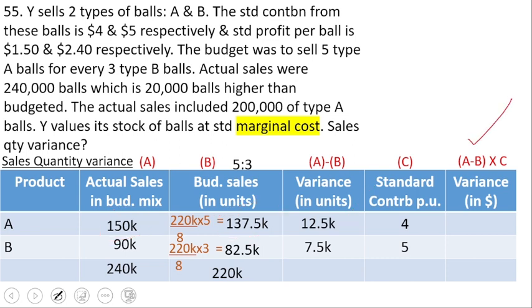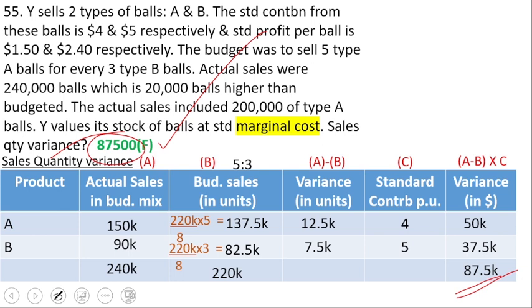Now the last column, variance in dollars, A minus B column multiplied by C column. So it's 12,500 multiplied by 4, or $50,000. And as for B, it's 7,500 multiplied by 5, or $37,500. So the total of the sales quantity variance works out to $87,500. Since it's a positive figure, we have a favorable variance as a sales quantity variance amounting to $87,500.